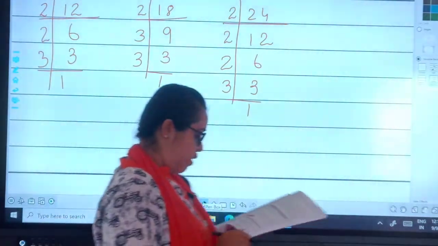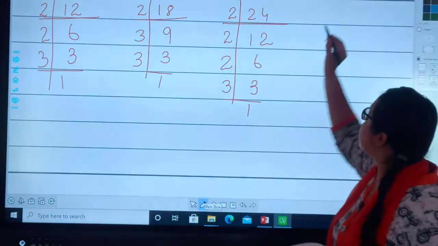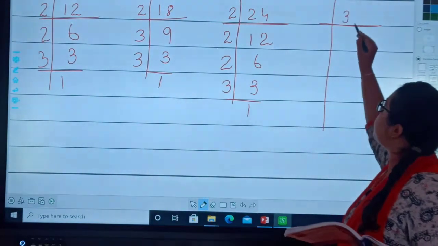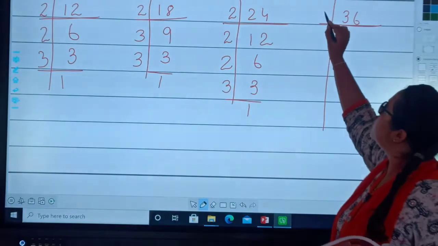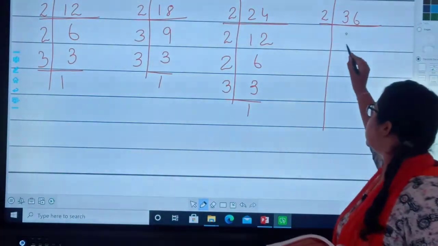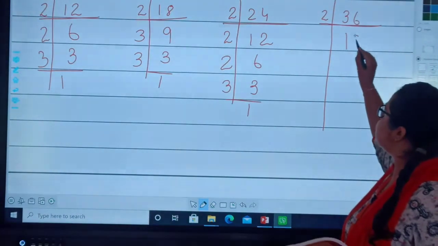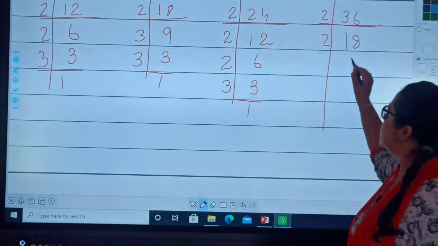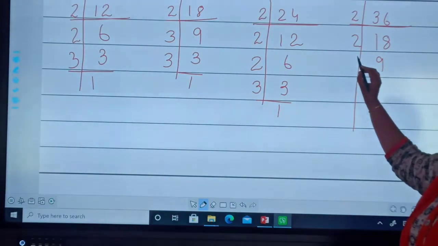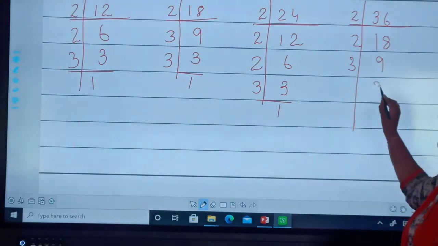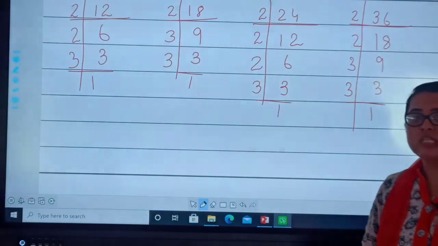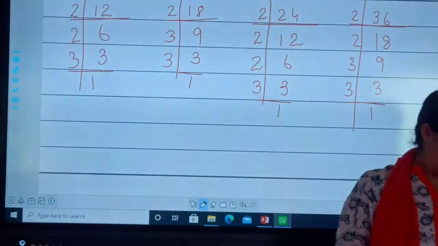Okay students, now the question is 36. 2 18s are 36, 2 9s are 18, 3 3s are 9, 3 1s are 3. Okay students, I am done. Now let's start it.